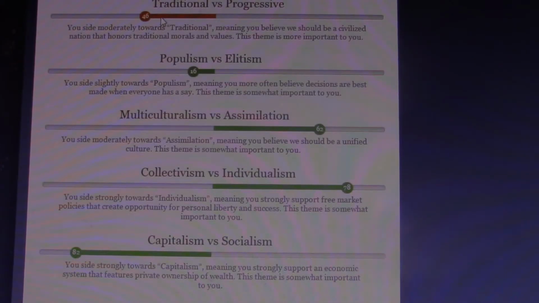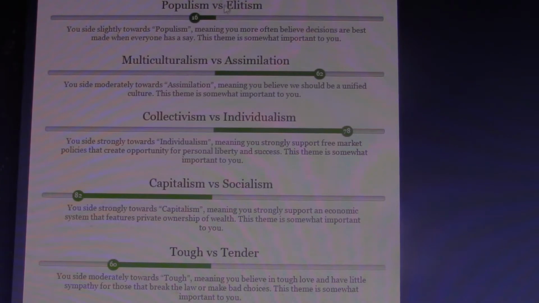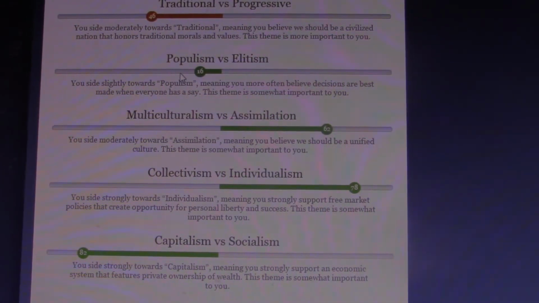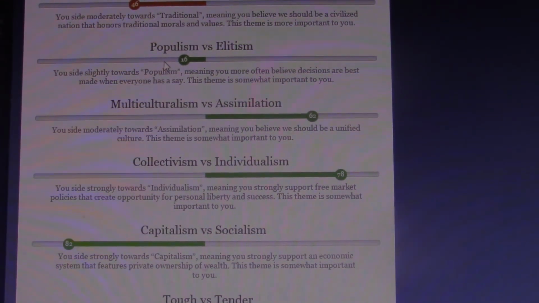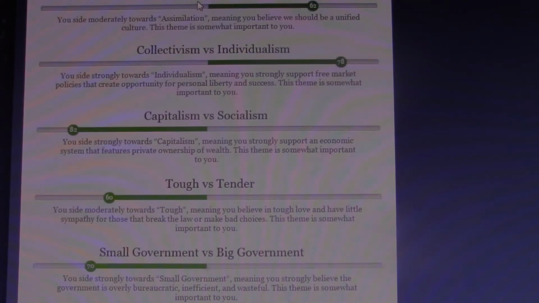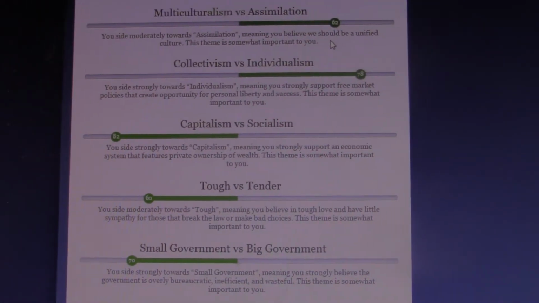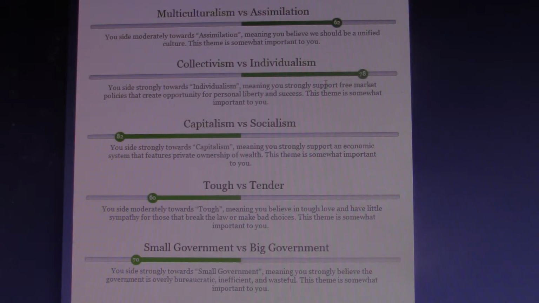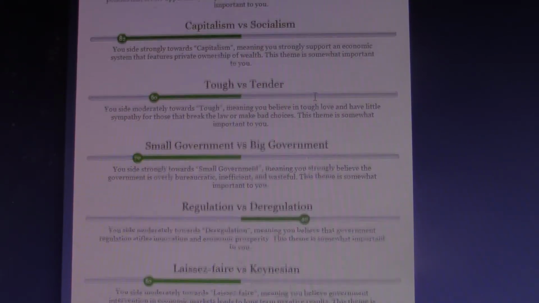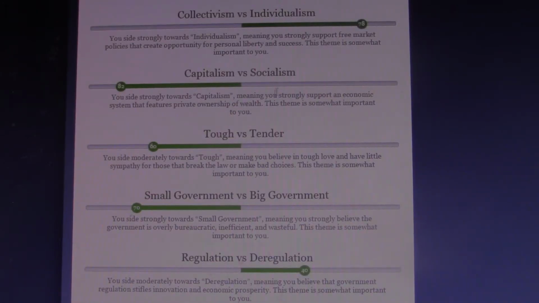Traditional versus progressive, lean towards traditional, meaning I believe we should be a civilized nation that honors traditional morals and values. Populism versus elitism, lean more towards populism, meaning I more often believe decisions are made when everyone has a say. That's only slightly though. Multiculturalism versus assimilation, more of assimilation, meaning I believe we should have a unified culture. Collectivism versus individualism, I side strongly towards individualism, meaning I strongly support free market policies that create opportunity for personal liberty and success. Capitalism versus socialism, side strongly towards capitalism, meaning I strongly support an economic system that features private ownership of wealth.